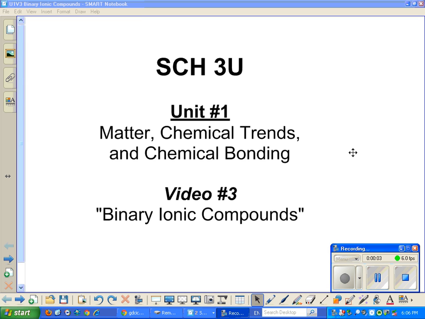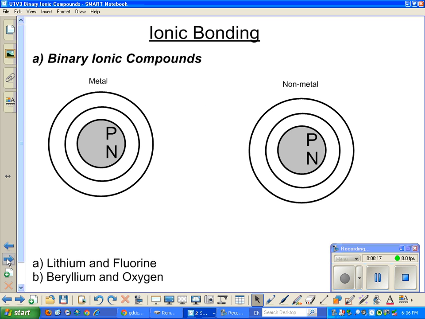The third video for this unit is going to build on video number 2, where we learned how ions are formed from neutral atoms. And now we're going to look at how ions like to interact with each other to form what are called binary ionic compounds.